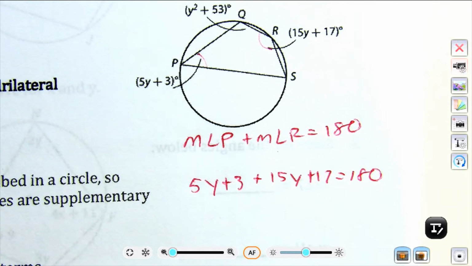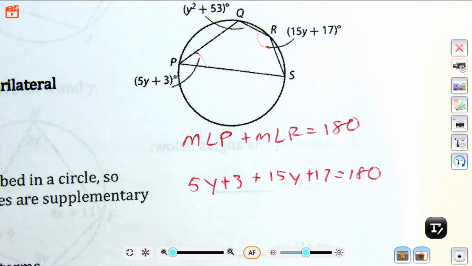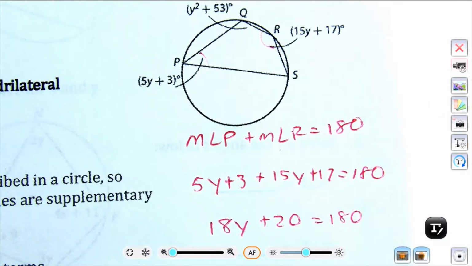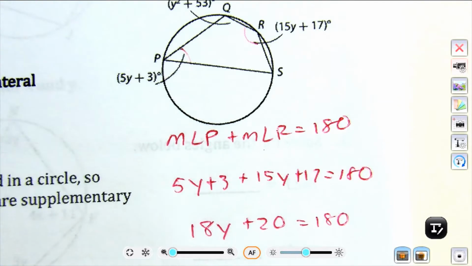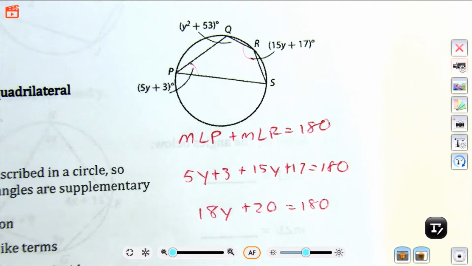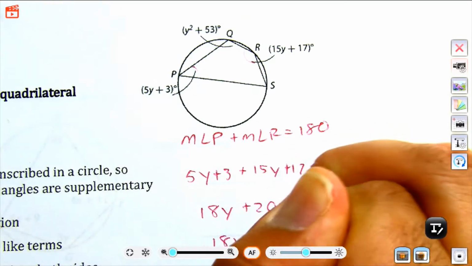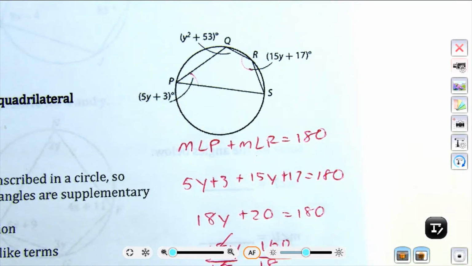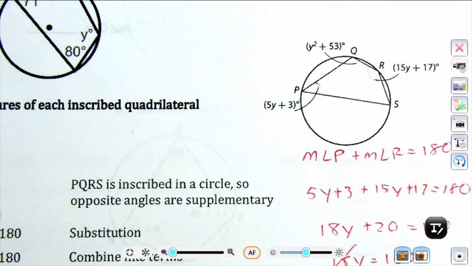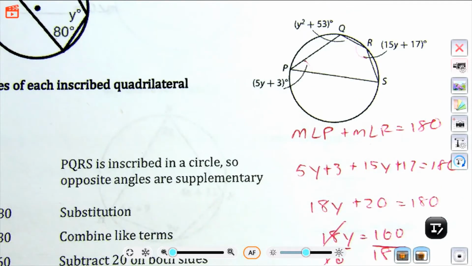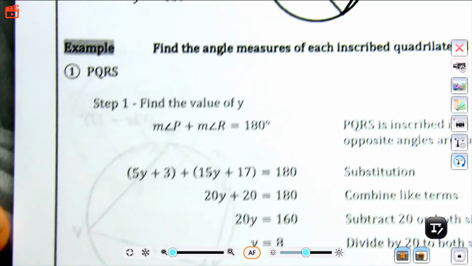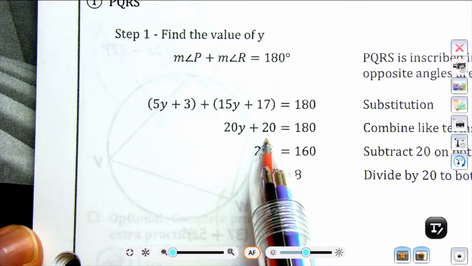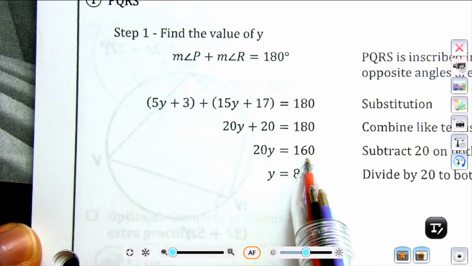Then you can solve for y. 5y plus 15y is 18y. 3 plus 17 is 20, equal to 180. Subtract 20 from both sides, and you get 18y is equal to 160. And then divide both sides by 18. Oh sorry, I made a mistake here. This is supposed to be 20y. So let's just focus on what is typed. 5y plus 15y is 20y. 3 plus 17 is 20. So 20y is equal to 160, and y is equal to 8.